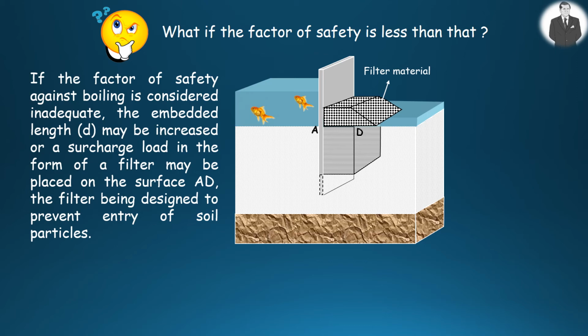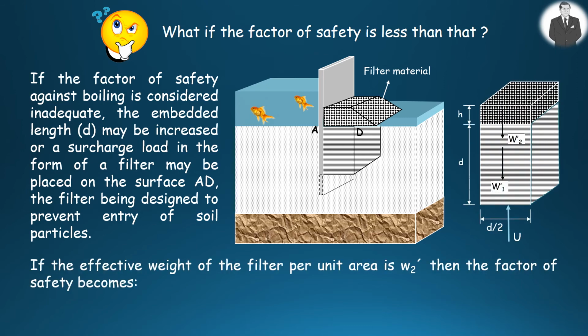Now, if the surcharge load is adopted as a measure, then the factor of safety can be defined as a ratio between total weights and the uplift force acting at the base of soil prism. The effective weights are the effective weight of soil prism plus the effective weight of filter material placed on soil prism under consideration.